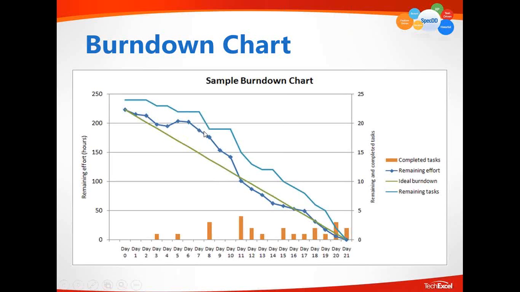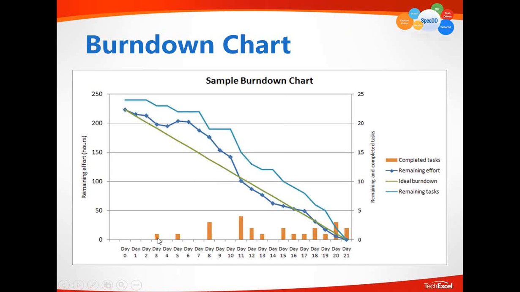So this line, the blue line, indicates the time remaining effort. The green line indicates the number of tasks that still remain open. Obviously, the goal is that on day 0, all the tasks are created and all the time is estimated. On the end day of a sprint, all the tasks are closed. The time remaining effort becomes 0.